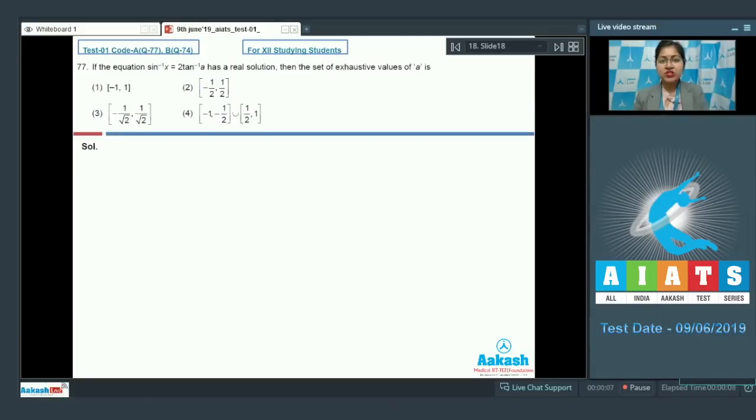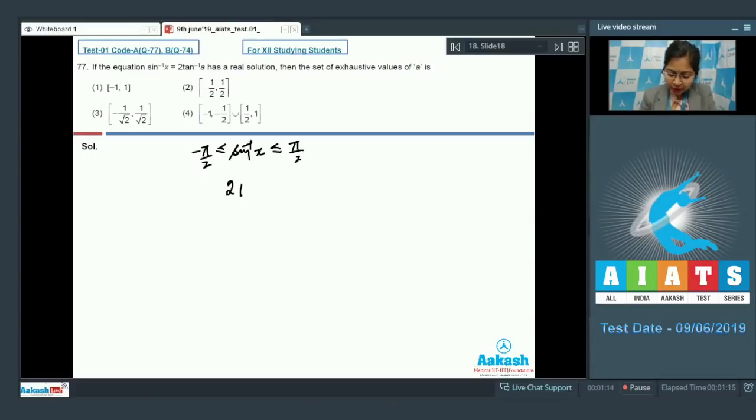Let's now discuss question number 77, which says that if the equation sin inverse x is equal to 2 times tan inverse a has a real solution, then the set of exhaustive values of a is. We know the range of sin inverse x goes from minus pi by 2 to pi by 2.